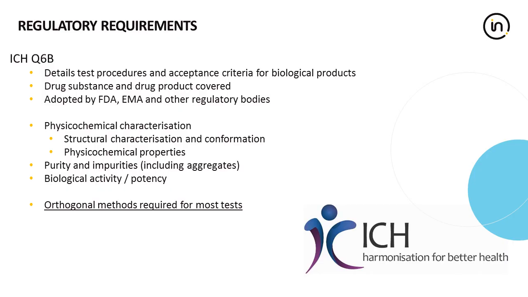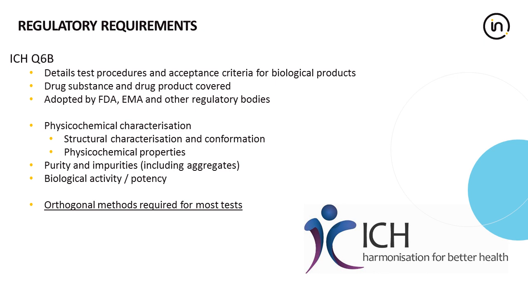ICH Q6B provides detailed test procedures and acceptance criteria for biological products, which covers both drug substances and drug products. And these guidelines are adopted by different regulatory bodies, and they refer to complete characterization, including physicochemical characterization that can include structural characterization and conformational studies of physicochemical properties.